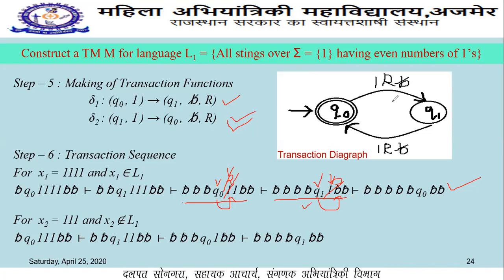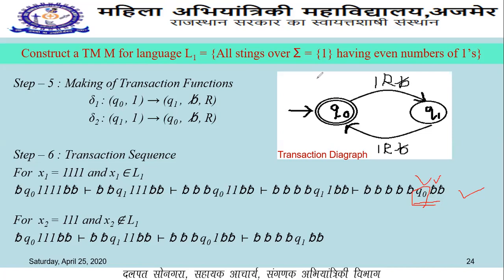Okay, so after processing this whole input string, the next situation is this. In this situation, the machine is in state q0 and it reads blank. It simply means that this situation occurs for the first time, and that indicates that the input is processed. And if it is in state q0, it simply means that the input is processed.